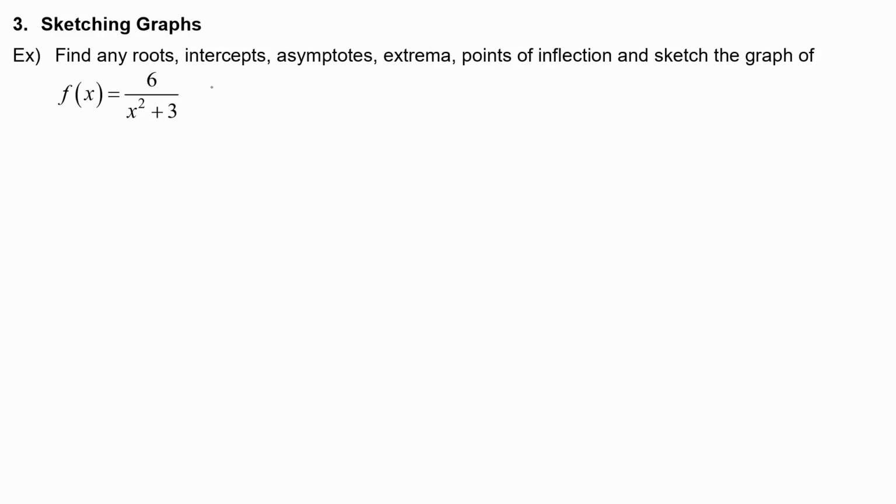Now, we know that we will find roots by setting f of x equal to 0. Now 6 over x squared plus 3 is never going to equal 0 because no matter what we put in as a value for x, that's not going to turn this numerator into 0. So what that means is that there are no roots or no x-intercepts.